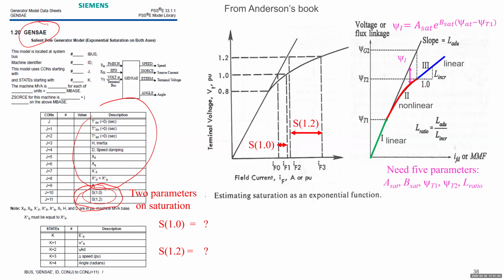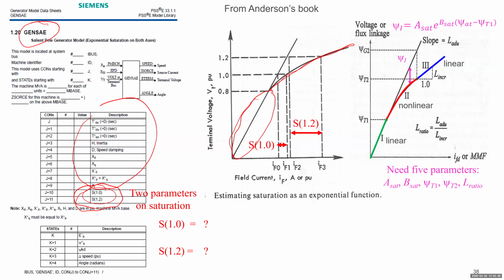A model of how the terminal voltage changes with the field current. So assume similarly, at the beginning when the field current is low, the voltage will change as a linear function, but beyond a certain point, it will increase slower due to the saturation. And this part of the function can be modeled by an exponential function.